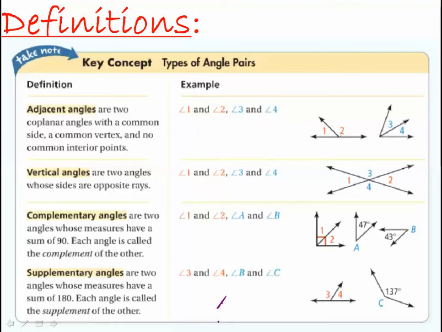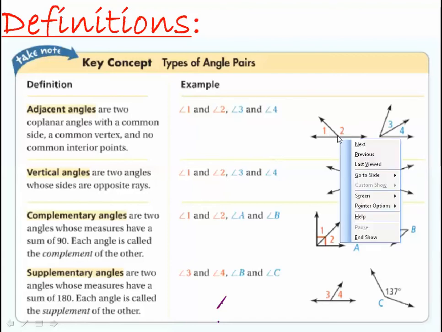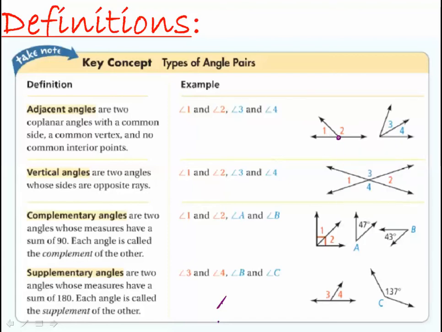Notice our drawings over here. Angle 1 and angle 2 have a common vertex. They both come from the same point here. Notice that they share a ray. This ray is a side of both angle 1 and angle 2.